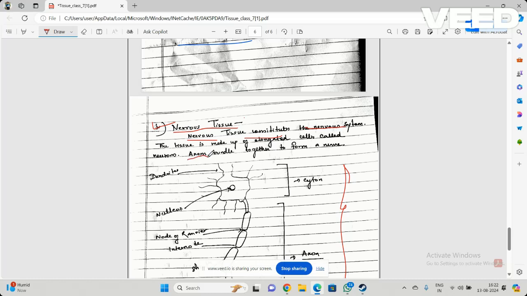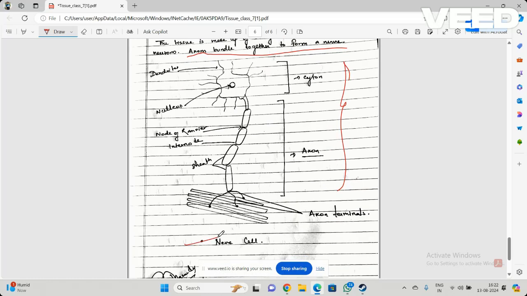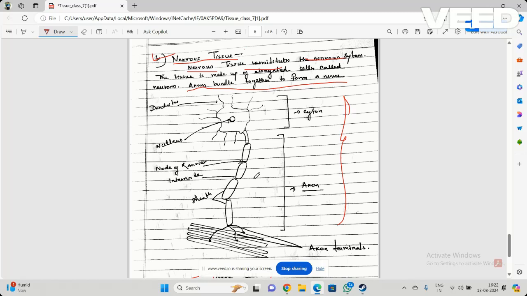What are axons? Axons are bundled together to form a nerve. Now, this is a neuron, or a nerve cell. For this chapter only, you have to draw the structure and learn it by heart, the well labeled diagram. These are dendrites, this is the nucleus, node of Ranvier, internode, sheath, axon terminals, and total this is known as axon, and this is cyton.